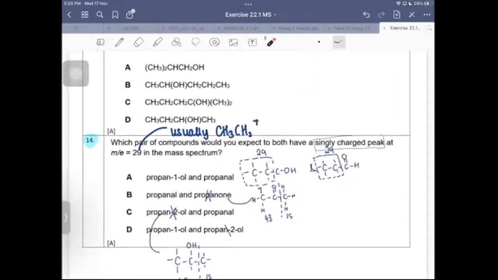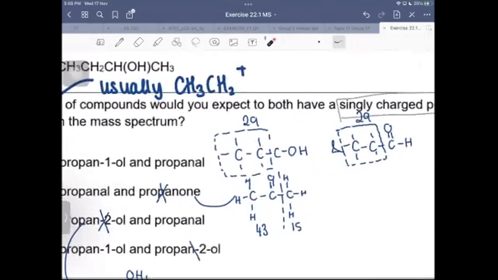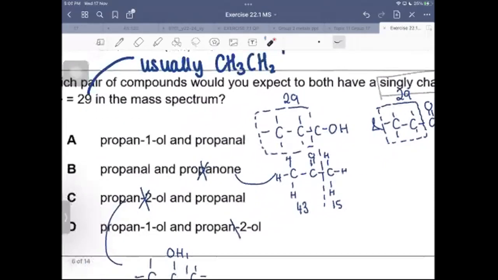Which pair of compounds would you expect to both have a singly charged peak at 29? If 43 is typical of C3H7, then 29 would be typical of C2H5, or anything closely related to it. Okay, so the answer is propan-1-ol. Propan-1-ol is an alcohol with the hydroxy group on the first carbon. If I break my alcohol here, you can see that I have a CH3CH2 fragment that can produce a signal at 29. Whereas propanal is an aldehyde with 3 carbons, same thing. If I break the C-C bond here, this fragment is a CH3CH2 plus fragment, which will result in the peak at 29. Okay, so propan-1-ol and propanal is possible.